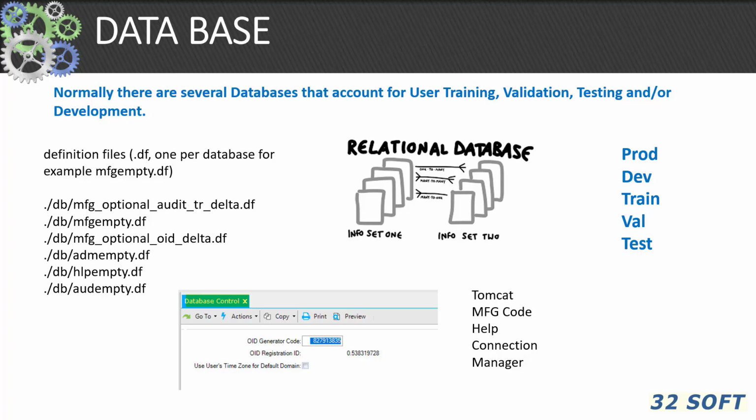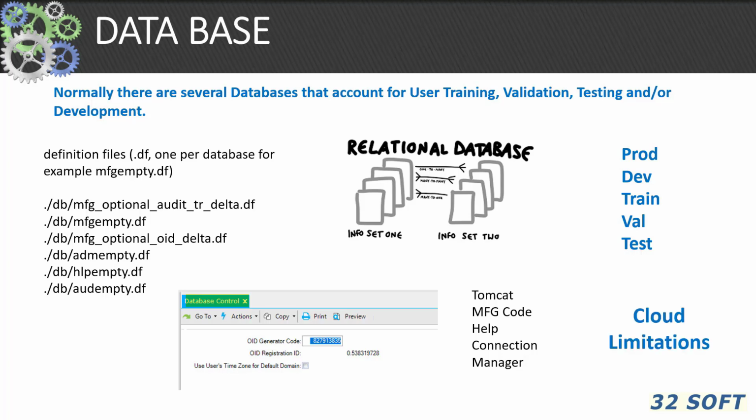In computer science, the database is a structure of data organizationally managed in storage formats that enable efficient access and modification of data. There are normally several databases that account for user training, validation, testing, and/or development. Such applications as Tomcat, the connection manager, and database definitions also help determine the database structure.